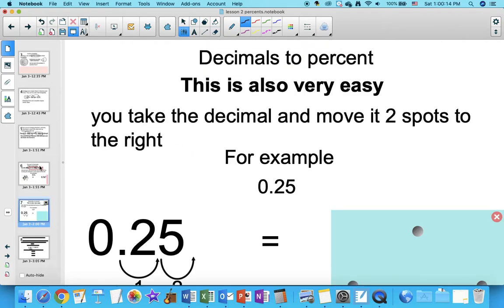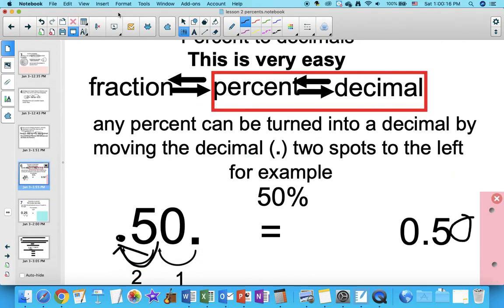The reason why you can just move a decimal over is because when you're turning a percent into a decimal, all you're doing is dividing by 100. If I take the number, let's pick 25. No, not 25. Let's pick 15.